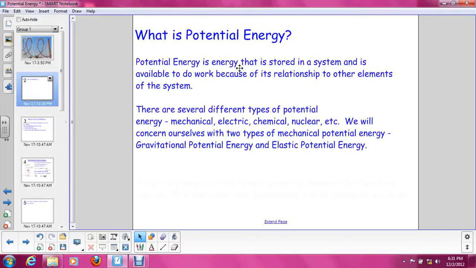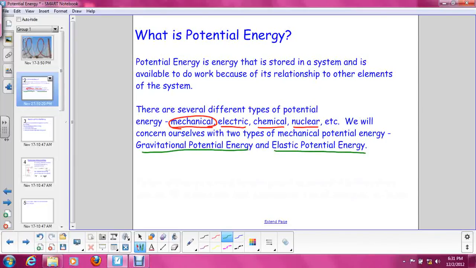And there are several different types. There's mechanical, which is mostly what we're going to talk about. There is electric, chemical, nuclear, and others. But we're really only going to concern ourselves with mechanical energy. And mechanical energy can be broken down into two major types: gravitational and elastic.